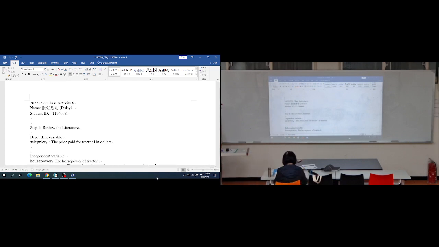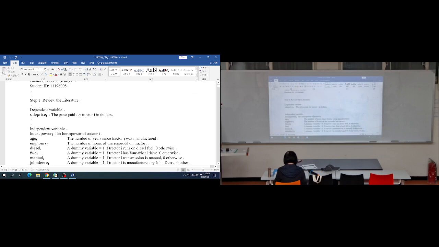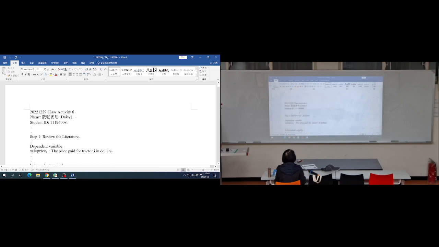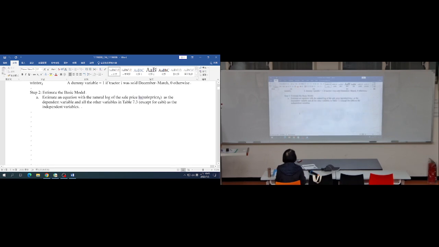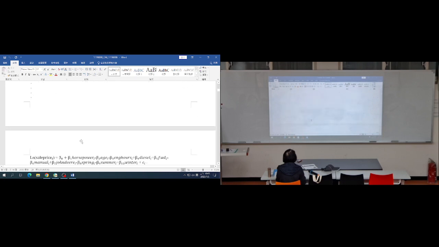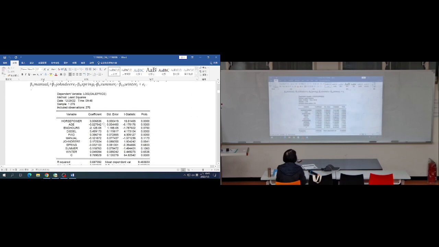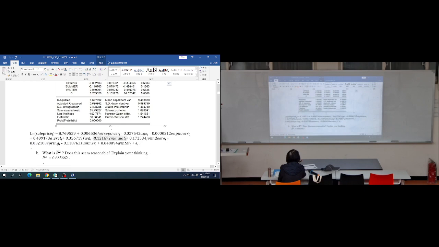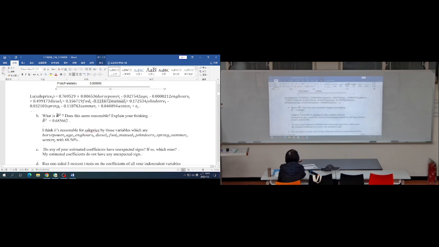Hi, Professor and everyone. This is the sixth assignment, so the step one, we skip it. The step two, we have the PACES model, and this is my result from EViews. And the equation, the value meets my expectation.